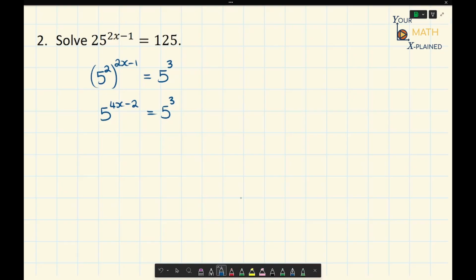So meaning we can set 4x minus 2 equal to 3. And now performing our basic algebra, we end up with x is equal to 5 over 4.